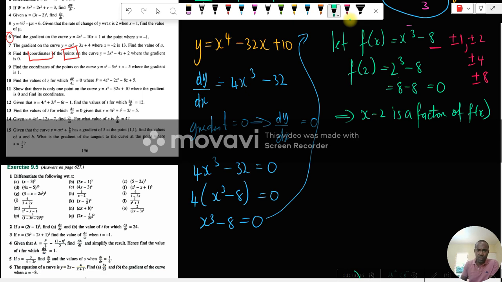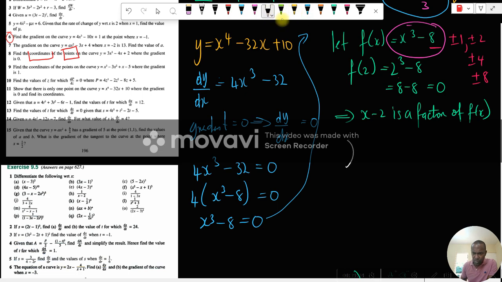Now this is a cubic expression, x cubed minus 8. If x minus 2 is a factor, then x minus 2 will divide into that exactly, that is, without leaving a remainder. So I need to find the other factor, and to find it, I will use long division. Work with me now. Let's do some long division.